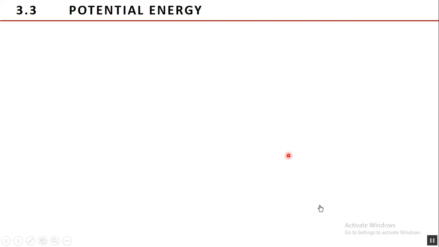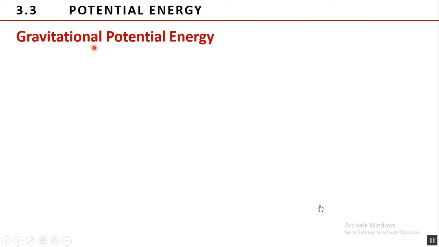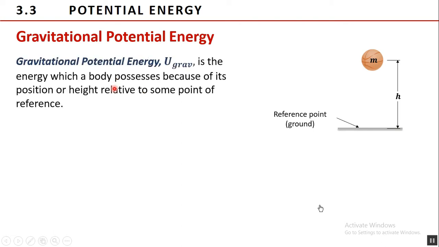Now let us discuss gravitational potential energy. Imagine a ball of mass m, located at a certain height h above some reference point, let's say the ground. The ball possesses stored energy called gravitational potential energy. Gravitational potential energy, denoted by U sub grav, is the energy which a body possesses because of its position or height relative to some point of reference.